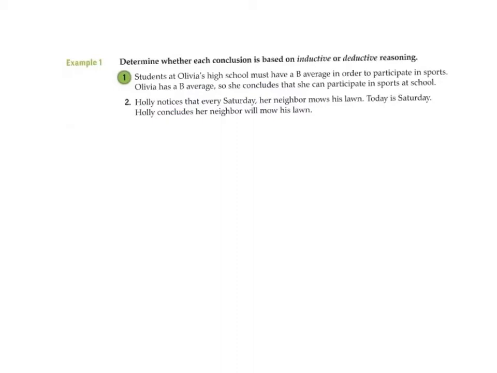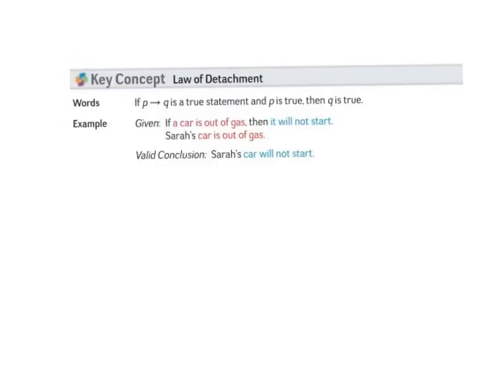It says students at Olivia's high school must have a B average in order to participate in sports. Olivia has a B average, so she concludes that she can participate in sports. Okay, well that's deductive, because obviously you've got to work on the facts that that's what the school decides through their rules and regulations. So that's deductive reasoning. So let's have a look at the law of detachment, which is the next one on the list.